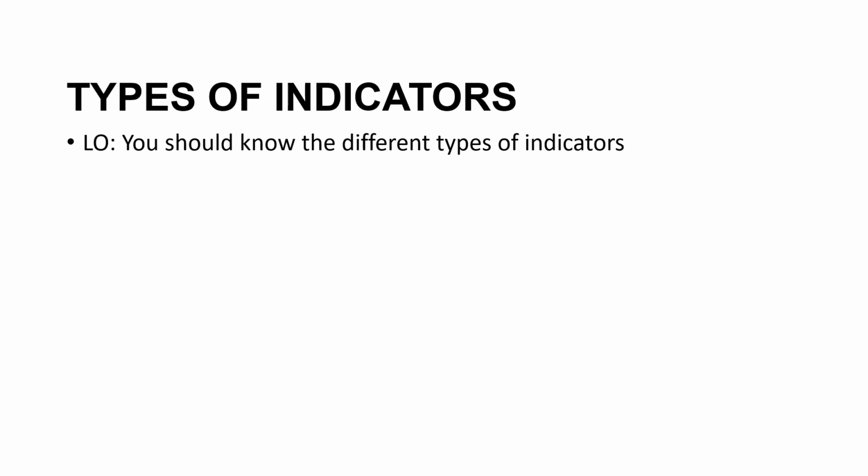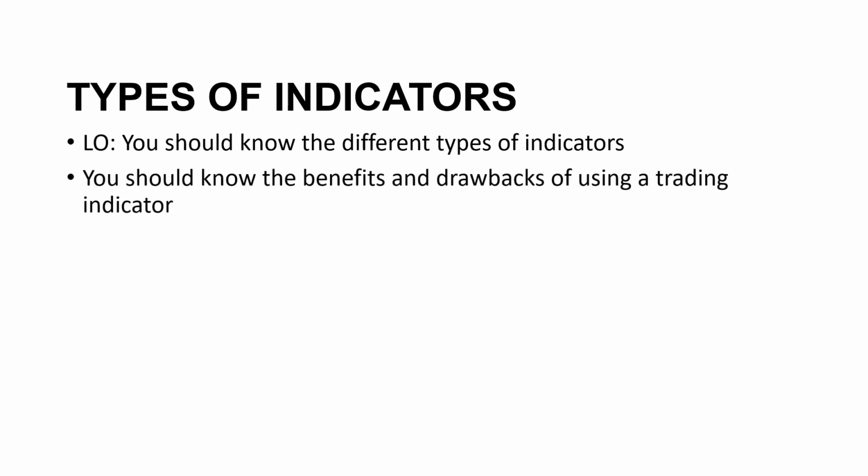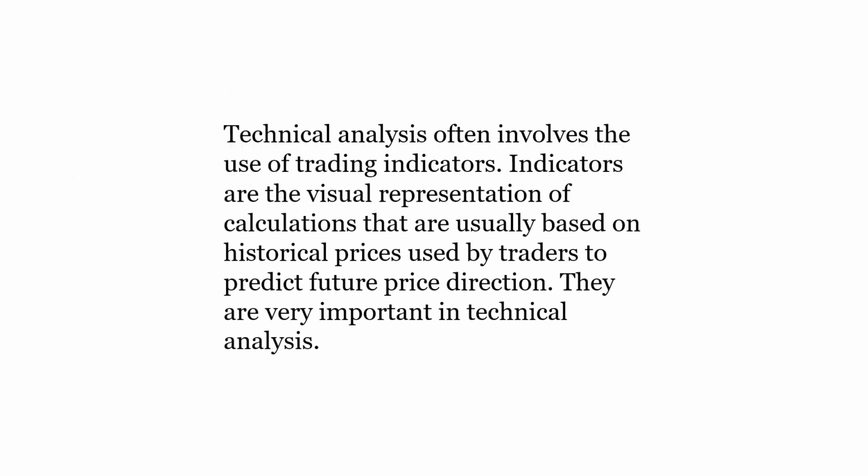In this lesson, types of indicators, the learning objectives are: you should know the different types of indicators, and you should know the benefits and drawbacks of using a trading indicator. Technical analysis often involves the use of trading indicators. Indicators are the visual representation of calculations that are usually based on historical prices, used by traders to predict future price direction. They are very important in technical analysis.